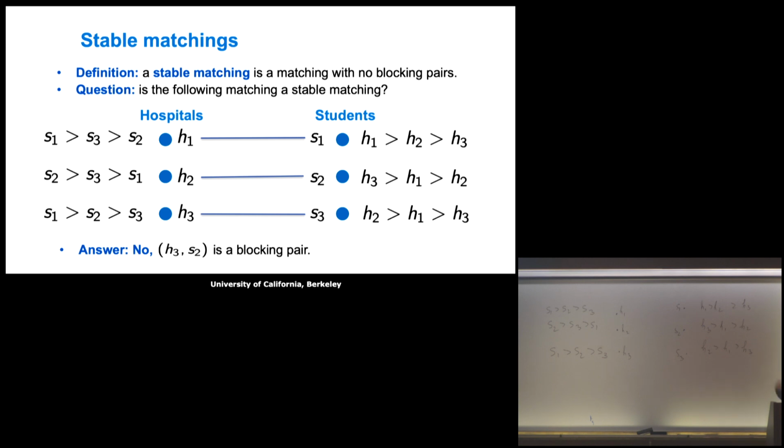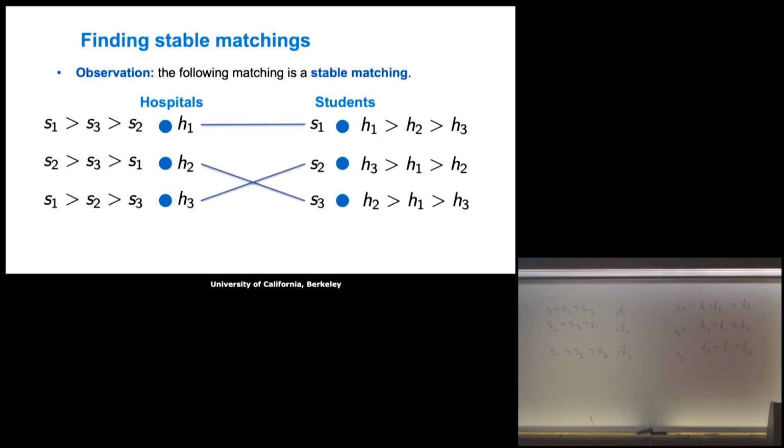It's very easy to change something and make two parties in this market happier. Okay? It turns out that this is a stable matching. If you check all the possible pairs between hospitals and students, you can see that none of them are blocking, which means that this is a stable matching.